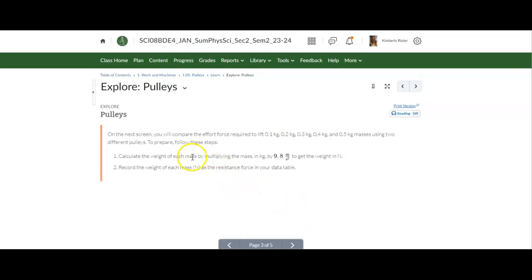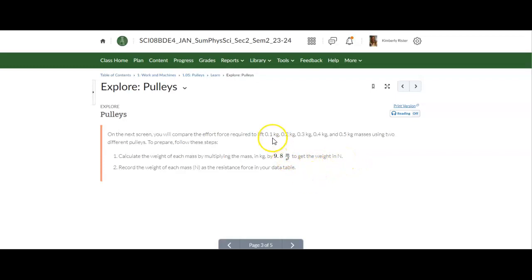But you're looking to compare the effort force, which is how much you have to pull to lift. And then you're using these different masses here, 0.1, 0.2, 0.3, 0.4, and 0.5. You're going to use two different pulleys, and then you follow these steps. So the first thing you do is calculate the weight of each mass by multiplying the mass by 9.8 meters squared. So that'll give you the weight in newtons.